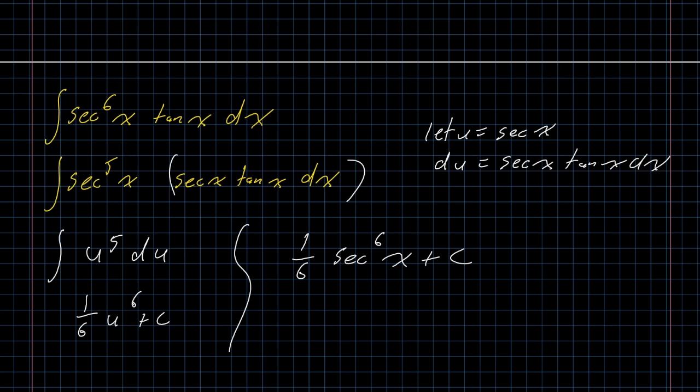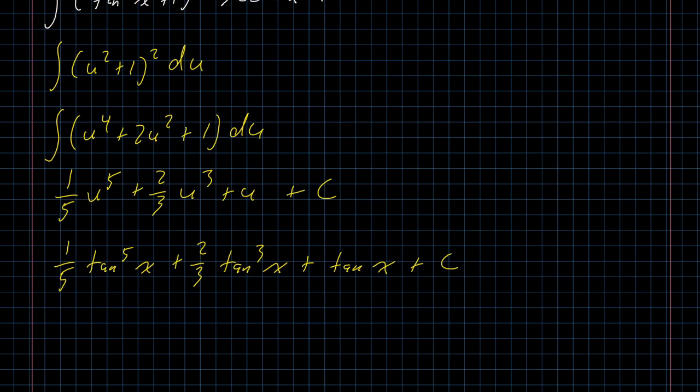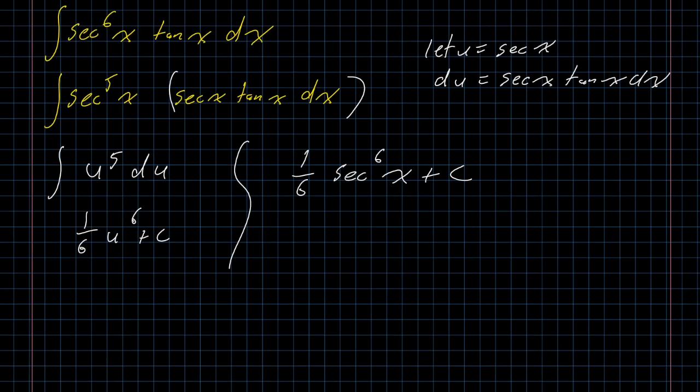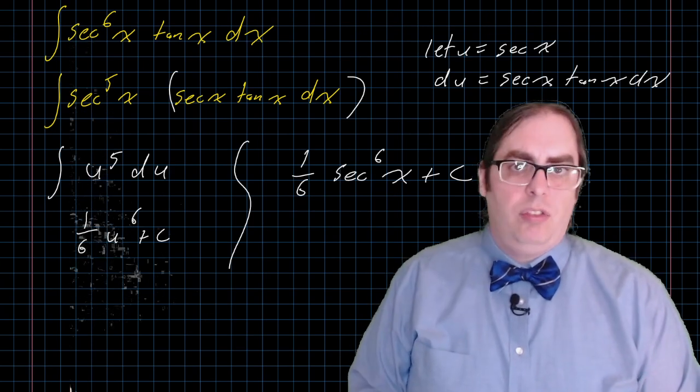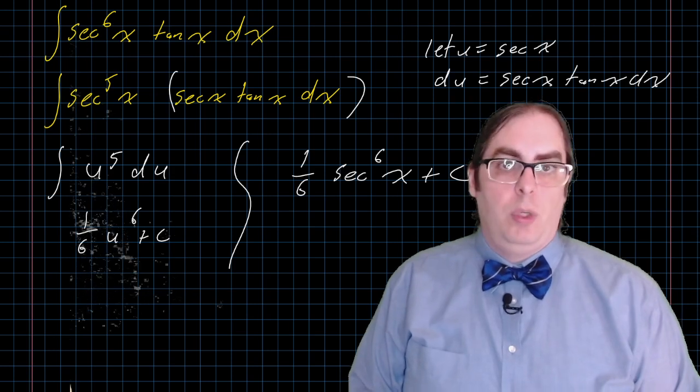Something that you may have thought of here: I could have separated this out, saved the secant squared x, and rewritten it as secant to the fourth times tangent times secant squared x dx, and done a u substitution, u equals tangent of x. I would have ended up with something that looked a lot more like what I got in the last example. And that actually does work. With secants and tangents, there are times when either approach is perfectly valid, and this is one of them.